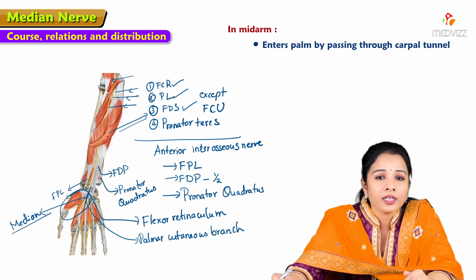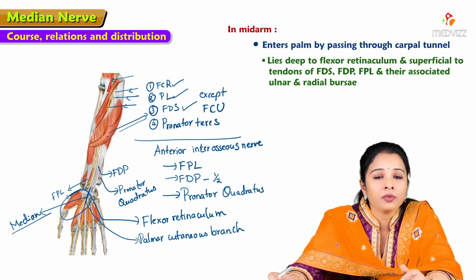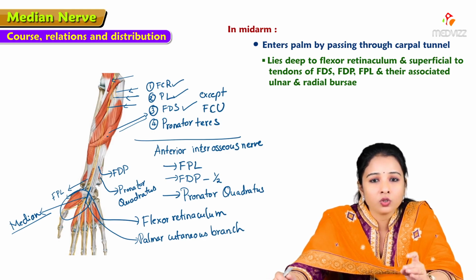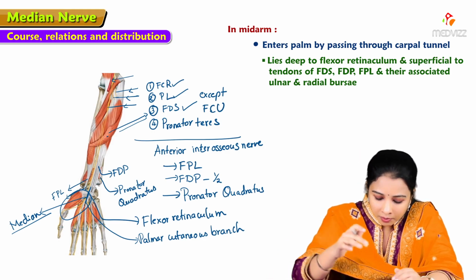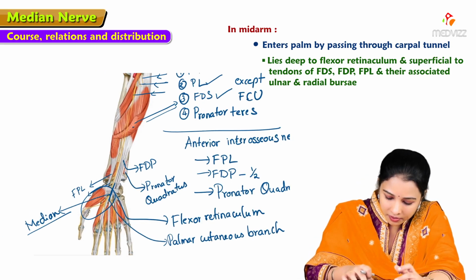The median nerve enters the palm by passing through the carpal tunnel, where it lies deep to the flexor retinaculum and superficial to the tendons of flexor digitorum superficialis, flexor digitorum profundus and flexor pollicis longus. So superficial to these tendons, deep to the flexor retinaculum, we can see the median nerve here in this picture.